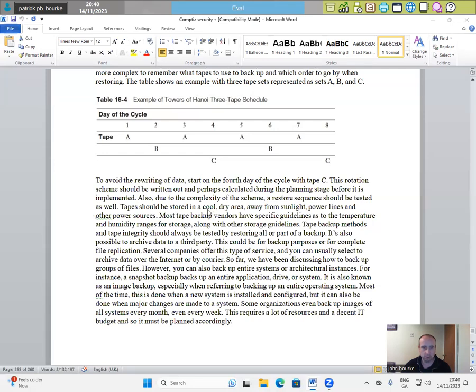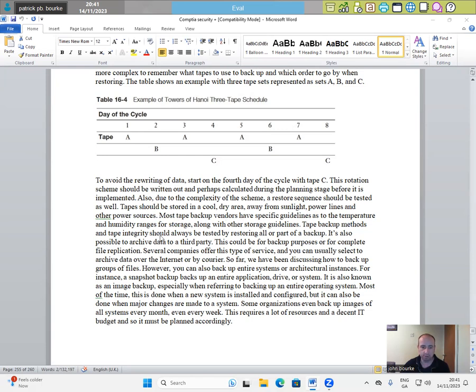Tapes should be stored in a cool, dry area away from sunlight, power lines, and other power sources. Most tape backup vendors have specific guidelines as to the temperature and humidity ranges for storage, along with other storage guidelines. Tape backup methods and tape integrity should always be tested by restoring all or part of a backup.